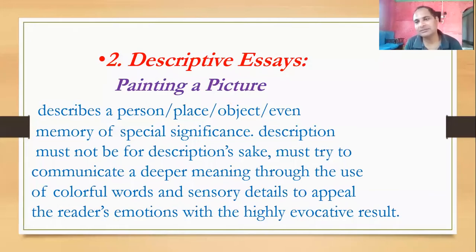Somebody finds the same picture with the mild smile of Mona Lisa. Somebody finds in the same picture, Mona Lisa is in a pensive mood. Somebody finds the same picture, Mona Lisa is in a sad mood. What's the reality then? So it's simply used to describe a certain person, place, object, or any special significant memories.